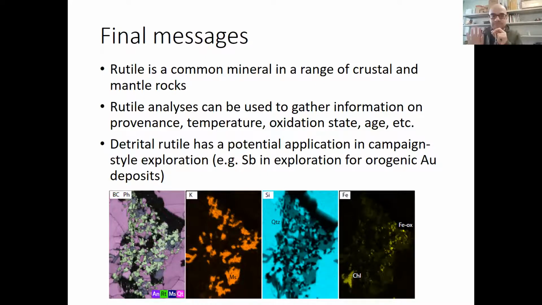Just a few final messages. So rutile is a common mineral. It occurs in a large range of crustal and mantle rocks. It is useful because it can be used to gather information on a series of aspects of rocks. So we can infer real geological information in terms of provenance, temperature, oxidation state, age, and so on. And more specifically on ore deposit studies, I believe that detrital rutile has a potential application in large-scale campaign style studies of large areas.